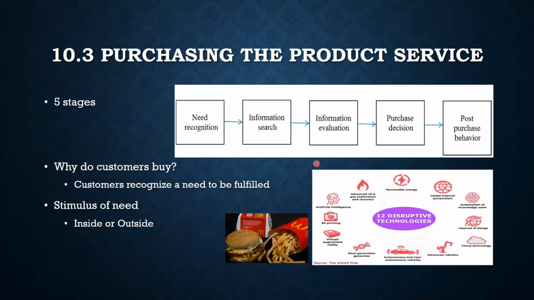The third section of this chapter is purchasing the product service. That is comprised of 5 stages: the need recognition, information search, information evaluation, purchase decision, and post-purchase behavior.